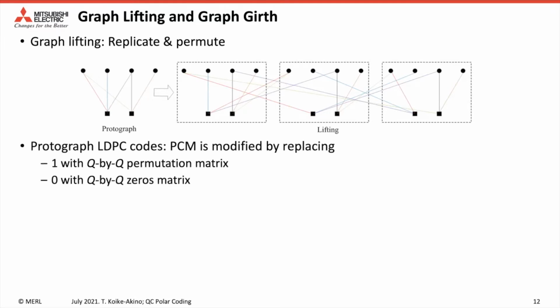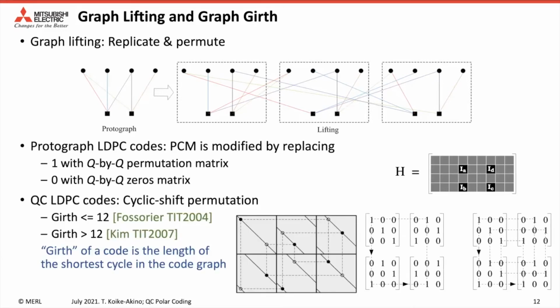This corresponds to a modification of the parity check matrix by replacing 1 with a Q by Q permutation matrix and 0 with a Q by Q zero matrix. A popular QC LDPC code can be optimized by designing the cyclic shift values. It was known that the regular QC LDPC code has a girth bounded by 12. But later, it was shown that irregular QC LDPC codes can achieve more than 12 girth. Using the concept of protograph, designing LDPC codes became simpler.